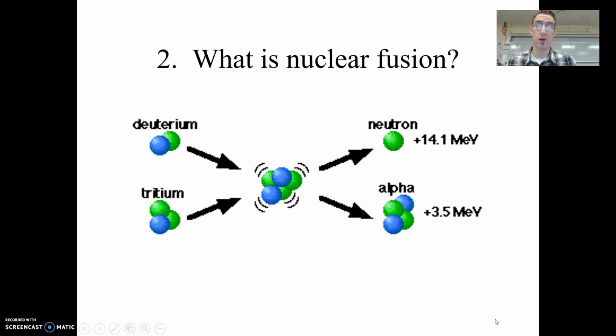Fusion is the other way around. Instead of splitting atoms, it's combining them. So in this picture here, this deuterium, this tritium, which we'll talk about later, are combining to make something bigger. So this thing, the alpha particle, you can see has 4 particles, and deuterium and tritium have 2 and 3. So the alpha particle is bigger than either of the things that came together.